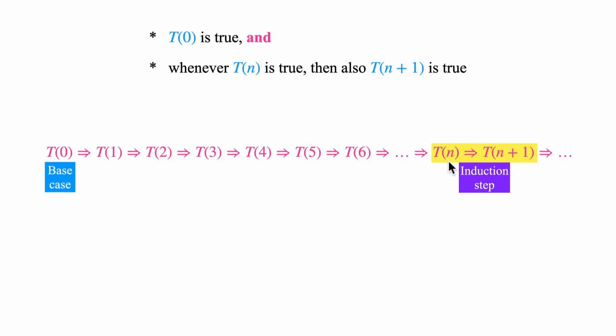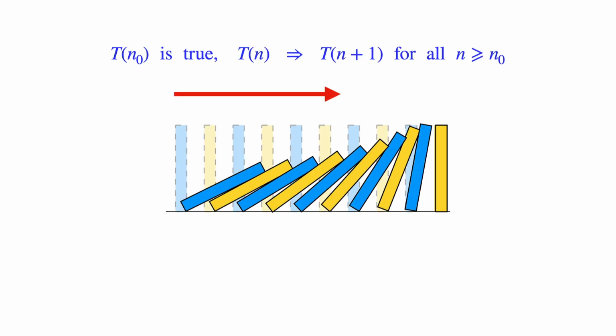So assume that t of n is true and show that this implies that t of the next number also must be true. Then by the principle of mathematical induction, you will get that the statement is true for each and every natural number. I hope that this convinces you, because you will not get another proof, and I will explain why also. But before I do, you can now understand why this is often compared to the domino effect.